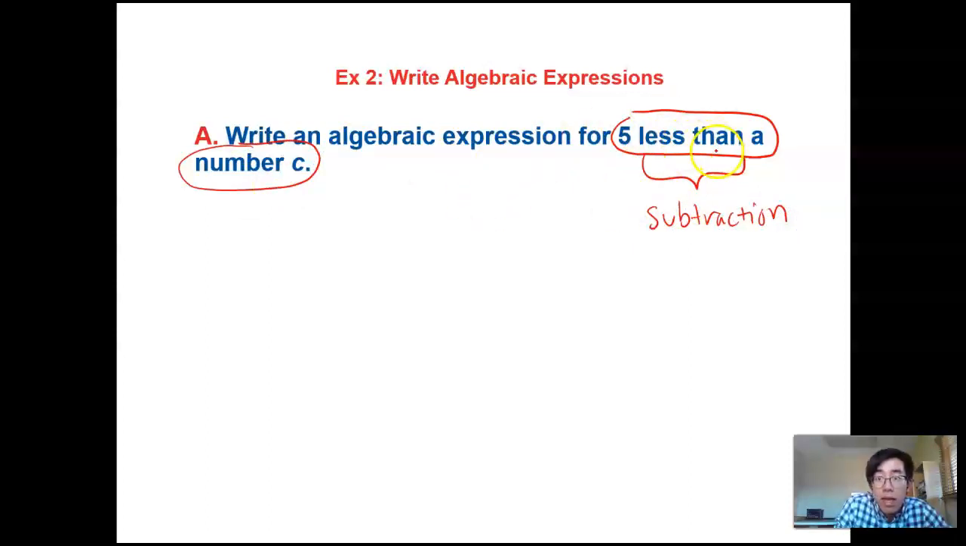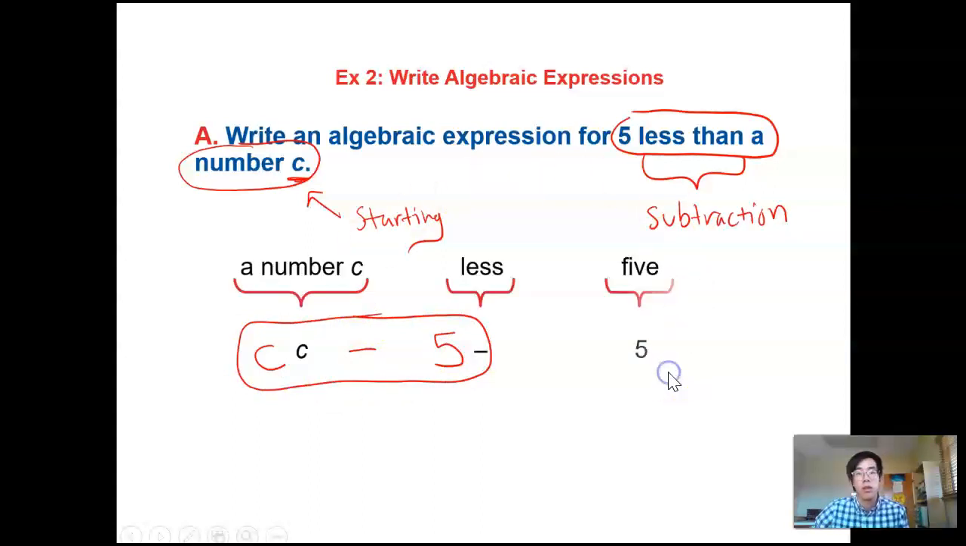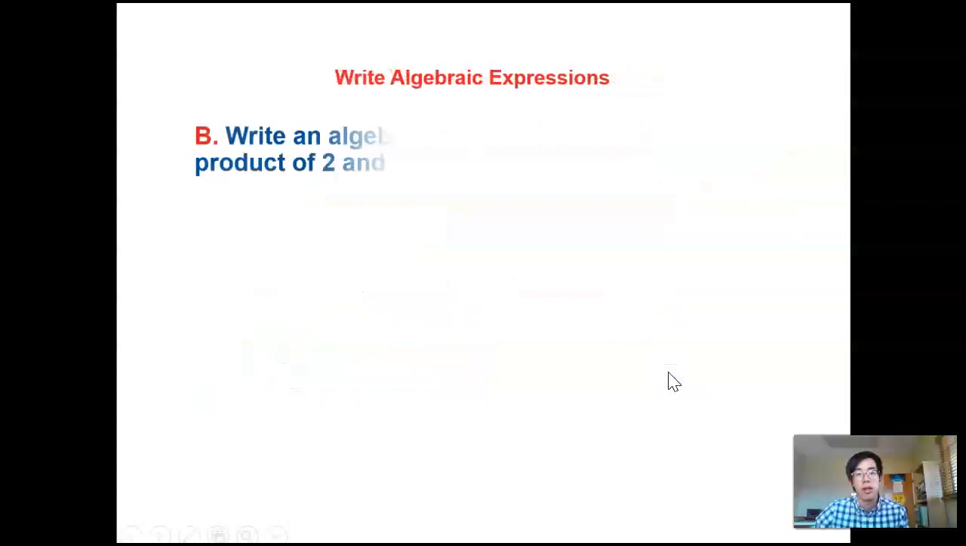Okay, so if it's 5 less than a number c, I'm going to start with c as my starting value. So I have a number c right here, and then whatever the expression is, it's 5 less than that number c. So I'm going to subtract 5 from that c, and that should be my answer right there. That's another way to write it.